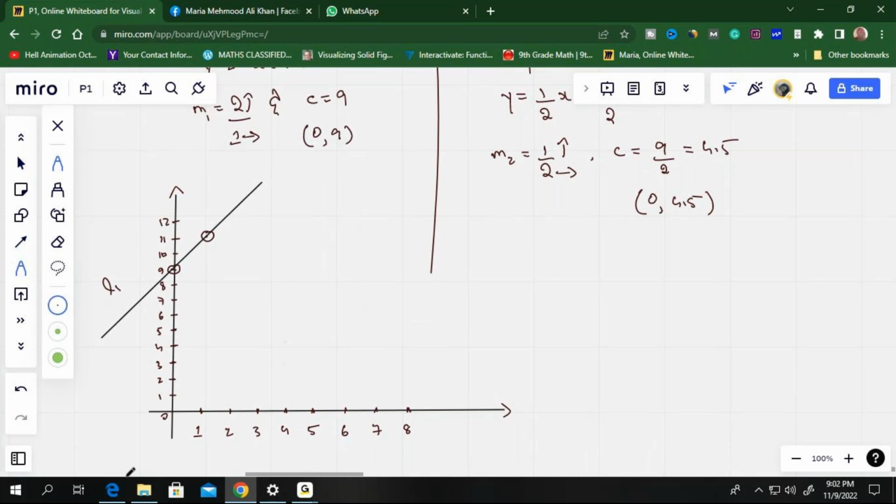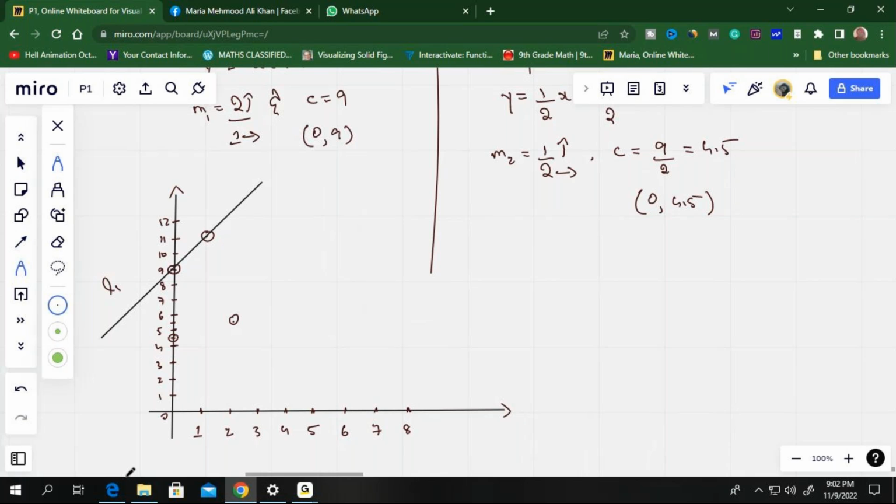Now I'm going to pick up my 0, 4.5, this point here in the mid of 4 and 5, and I'm going to move this point 1 unit up. So 1 unit is here, 1 centimeter. From here to here it makes 1 centimeter. So 1 unit up and 2 units right. 1 and 2 here. Clear? First line over here.